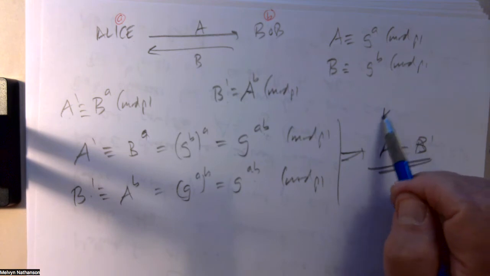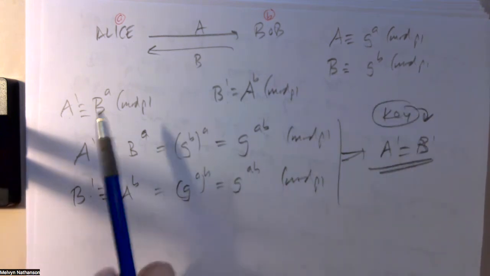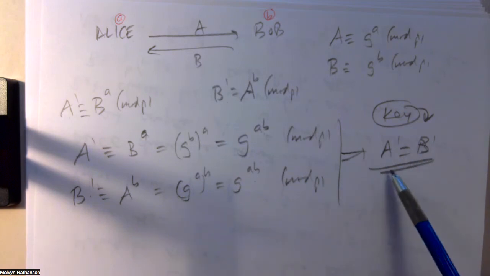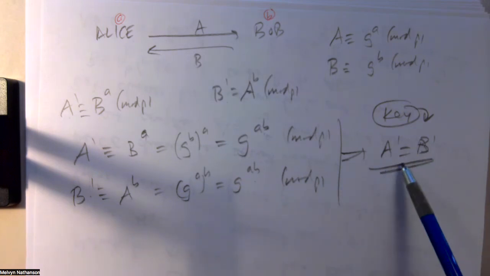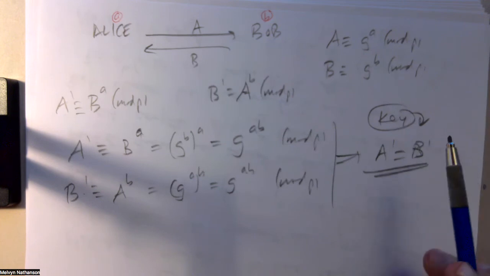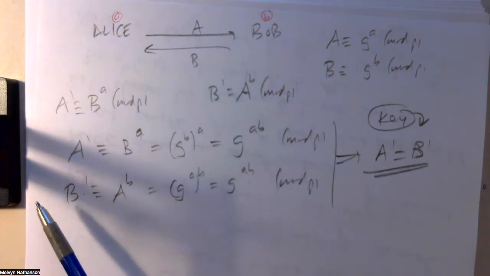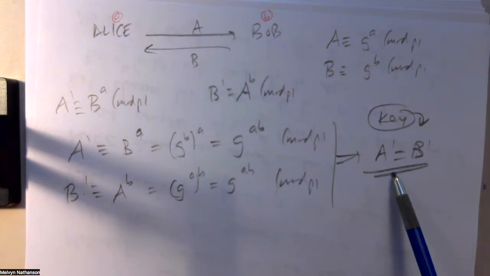And this is the key. This is the key number. So Alice and Bob both have this number, it's the same number, A prime and B prime. They can use that as a key for their code. And Eve, who knows capital A and capital B, can't figure out what this is.